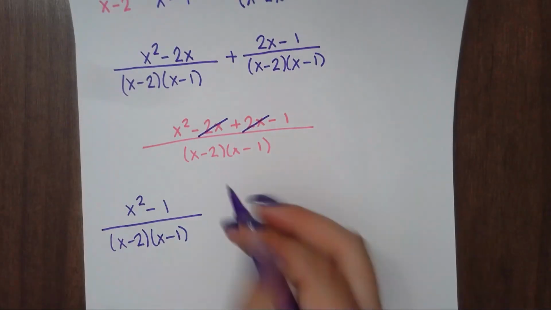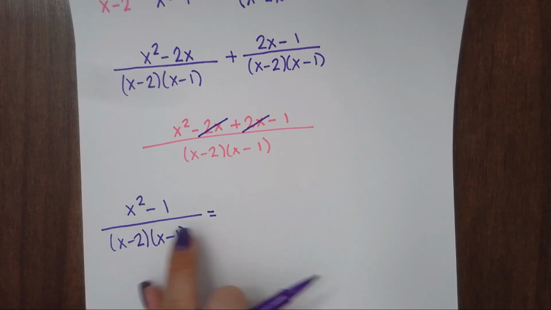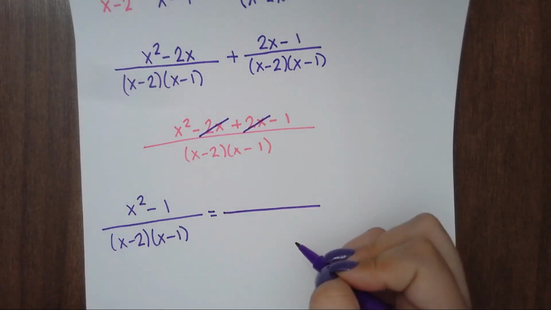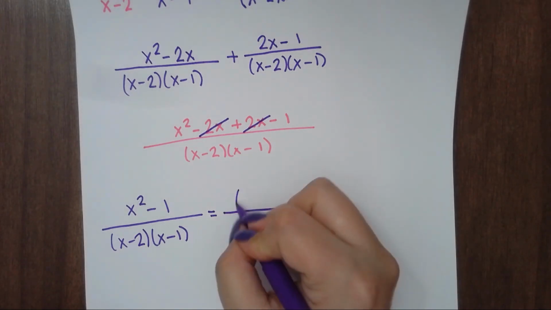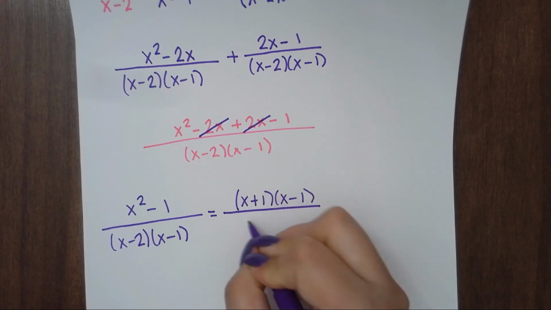Now, this is where you want to make sure if it simplifies. Once you have a single fraction, you go through your simplifying rules. Factor, domain, reduce. So in this case, I'm going to factor the numerator, and it does factor by difference of squares. This would factor to x plus 1 times x minus 1.